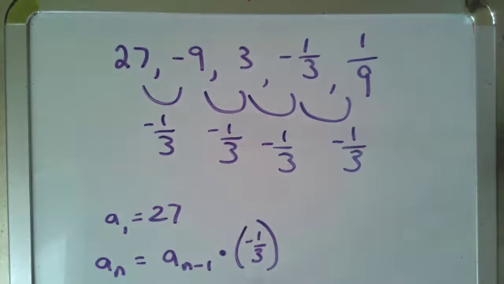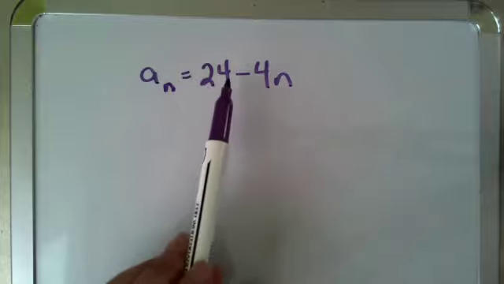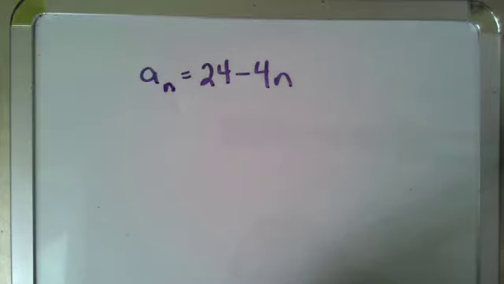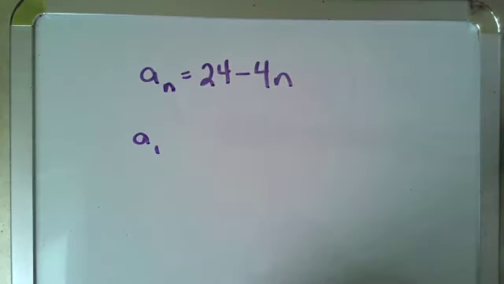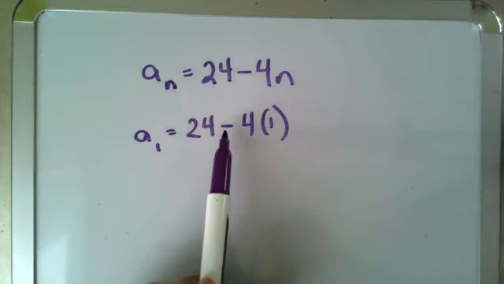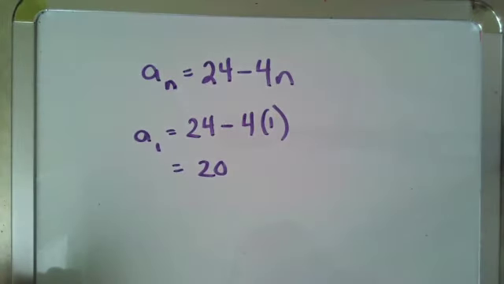Last, let's take a look at how we would go from the explicit rule to the recursive rule. So let's say we have our explicit rule, a sub n equals 24 minus 4n. All right, the first thing I need to do is find my a sub 1 term. So my a sub 1 term, 24 minus 4 times 1, my a sub 1 term is 20.